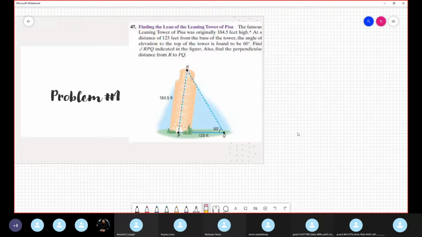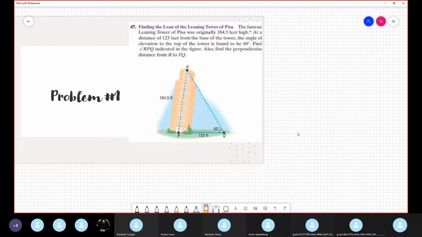RPQ is the angle of the inclination of this Tower of Pisa. You know, it's a little bit of inclination each year, a little bit more, a little bit more. And also find the perpendicular distance from R to PQ. The perpendicular distance is the height, the actual height of the Tower of Pisa.